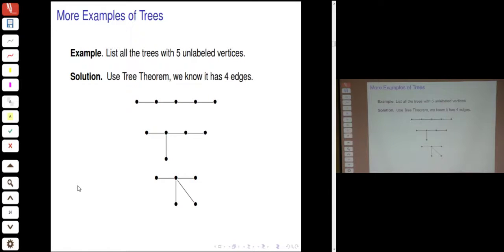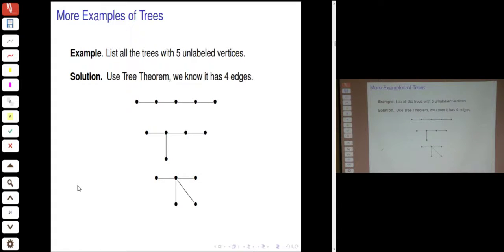Then the remaining case is that we don't have a degree 3 vertex. Everything is either degree 1 or degree 2. This is the only possibility, because you cannot split. If you split, you have degree 3. So it has to be a line. It's connected, it's just one piece. So this is the only possibility.